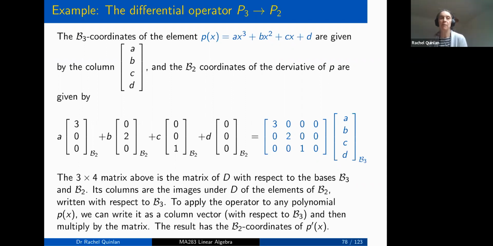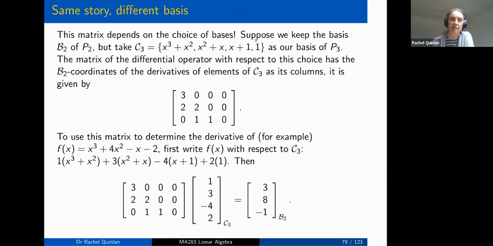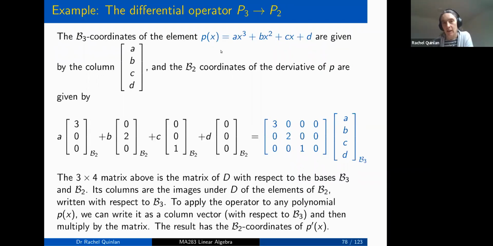And what we realize when we write down the coordinates of any element of P3 with respect to our chosen basis for P3, those are A, B, C, D. So the polynomial here, its coordinates with respect to B3 are A, B, C, D. We can represent it as the column A, B, C, D with respect to B3. Its derivative is the column vector with 3 entries, which you get by taking this column and multiplying it on the left by this 3 by 4 matrix.